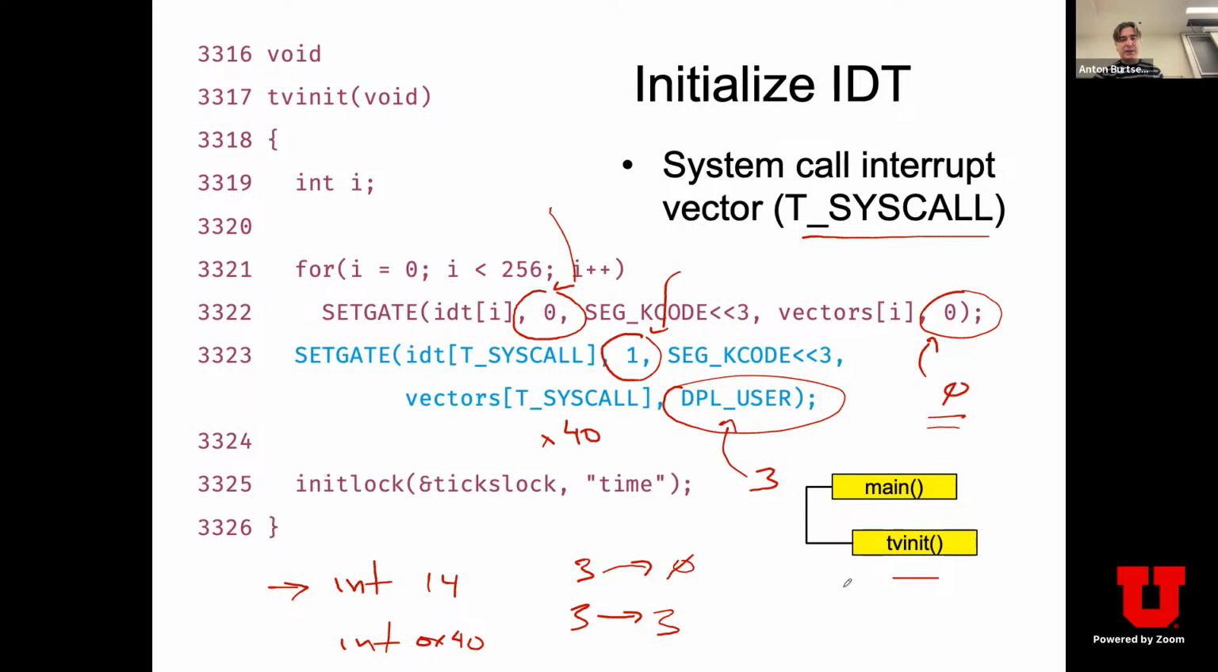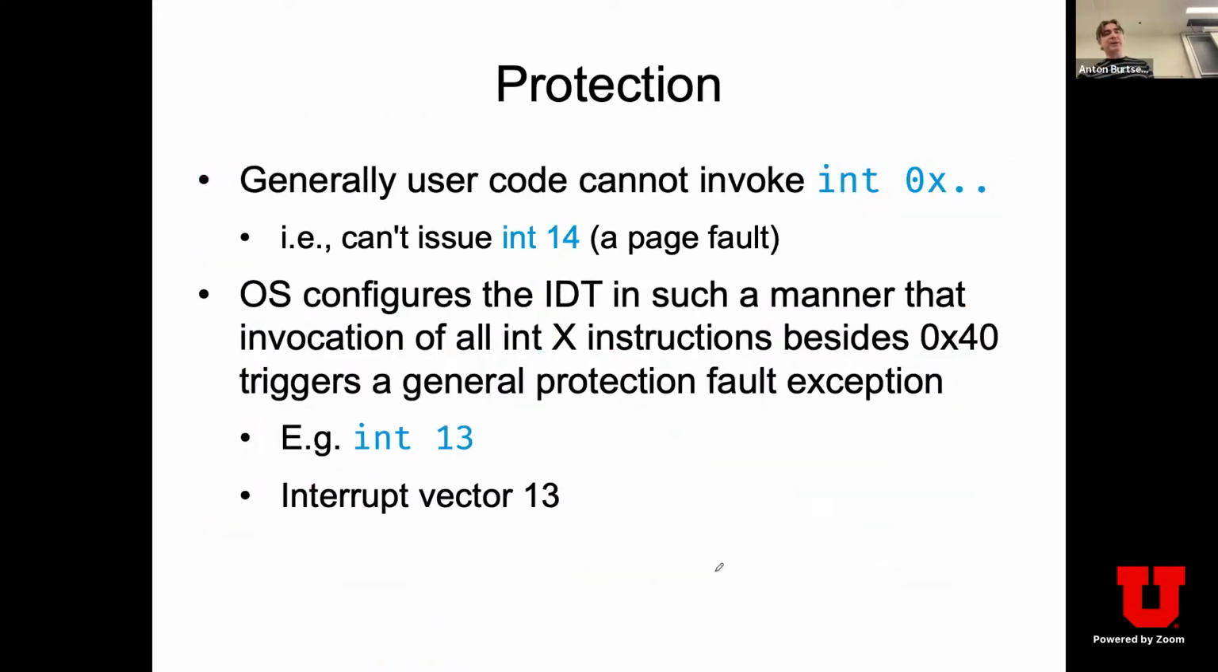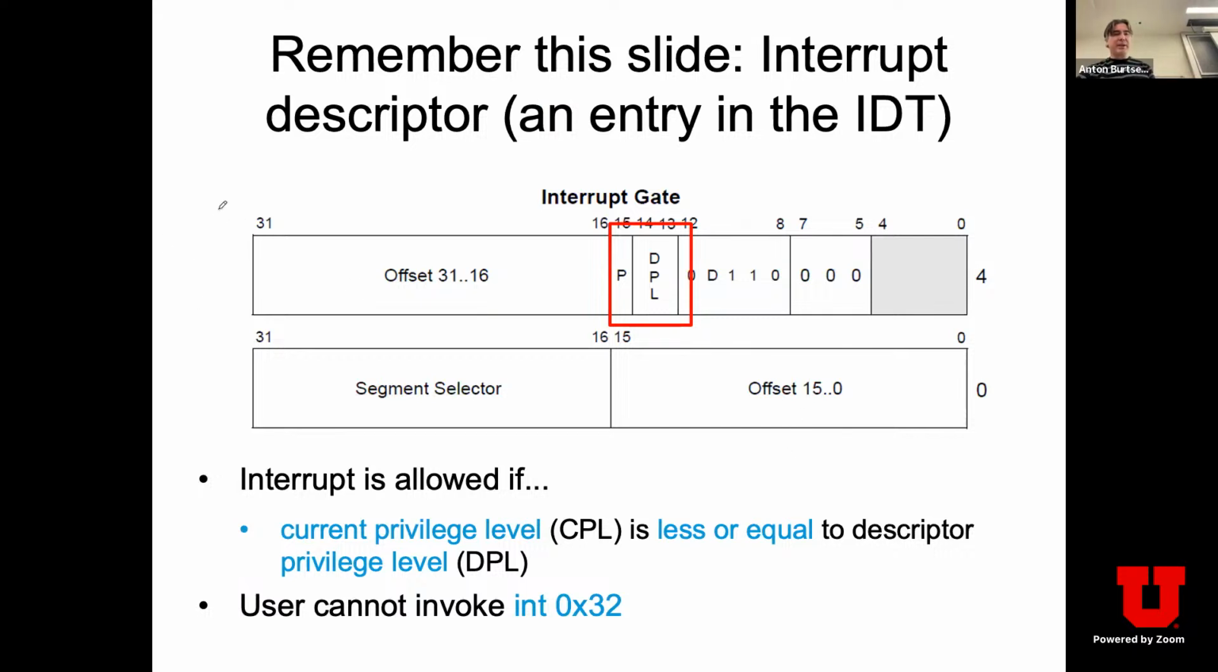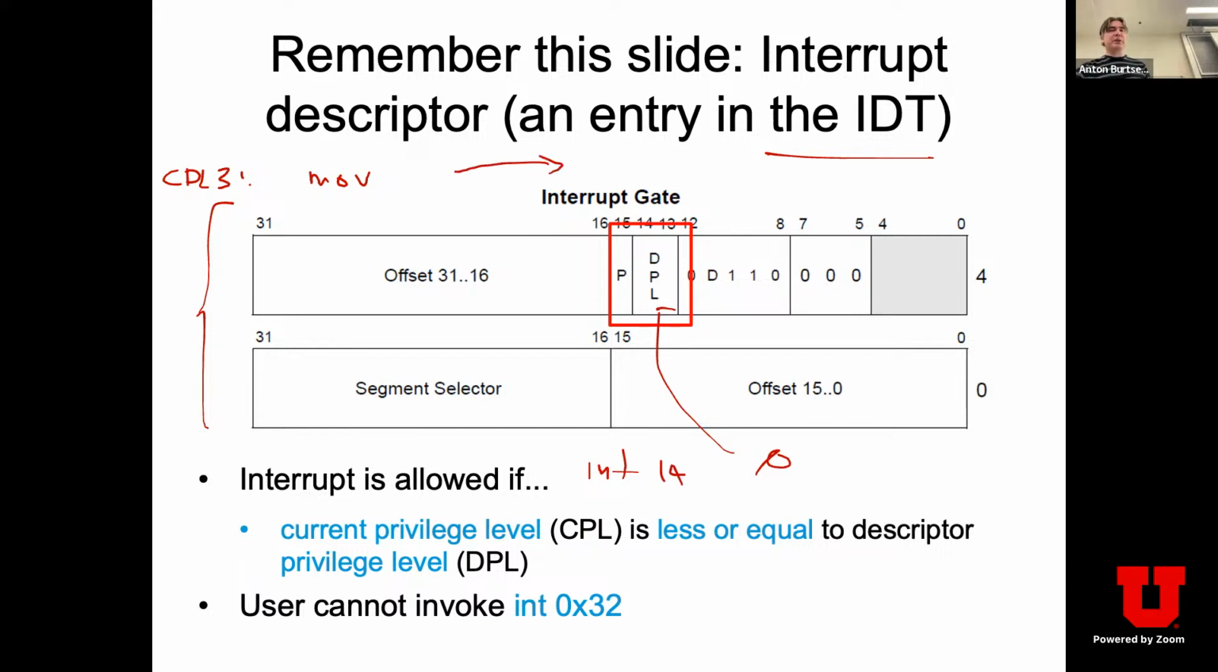And so we are inside this function tvinit. Here I have an explanation of why we do not allow the user to invoke int 14, for example, or any other interrupt. When I say descriptor privilege level, remember that every entry in the interrupt descriptor table has this field, which controls the privilege level. If it's set to 0, only the kernel can do int 14, but the kernel will never do it because it doesn't make sense. However, if you're running at current privilege level 3 and executing a move instruction that accesses memory and triggers a page fault, of course this interrupt will be delivered, because it's triggered by the hardware itself. While walking the page table, the hardware realizes the page is not mapped and triggers the page fault interrupt. But the user cannot explicitly invoke int 14.